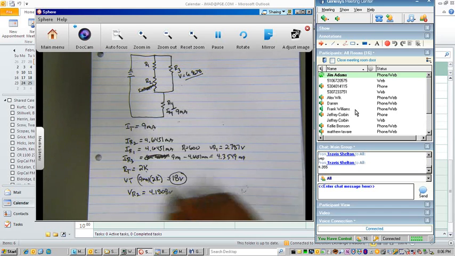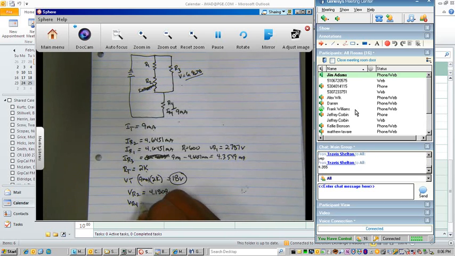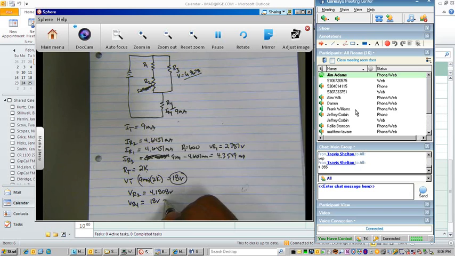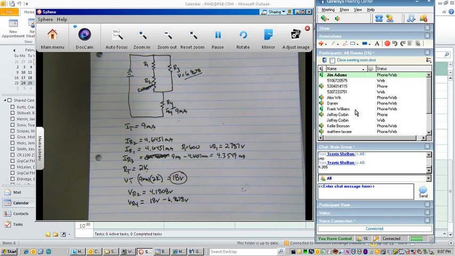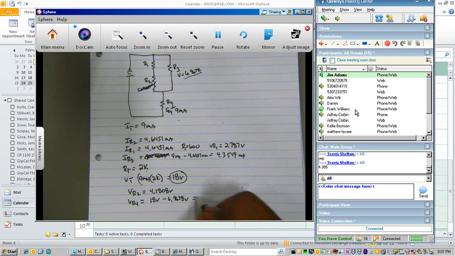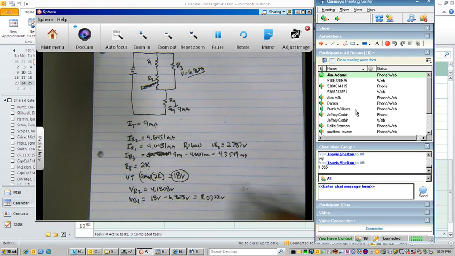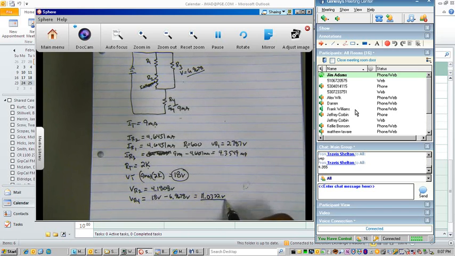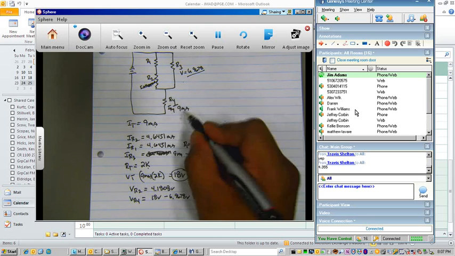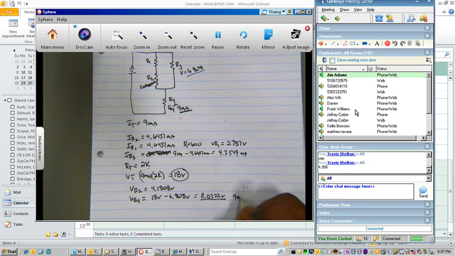Okay, so we know that if our source voltage, we found out VT? Yeah, VT is 18 volts. And the voltage across R3 is 6.9678 volts. Then R4 has to be the rest, right? Go in the loop. So VR4 equals 18 volts minus 6.9678 volts, which equals 11.0322 volts. That's the voltage across R4.